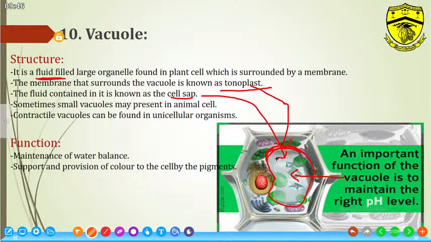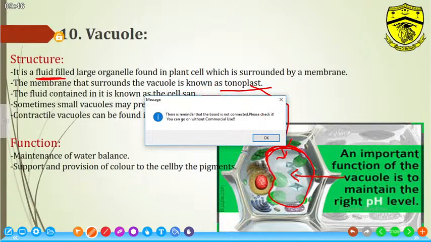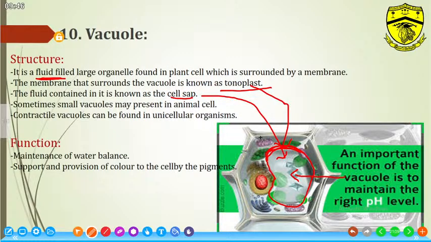Sometimes small vacuoles may be present in animal cells. Contractile vacuoles can be found in unicellular organisms. So, you know that the vacuole is a large organelle found in plant cells.